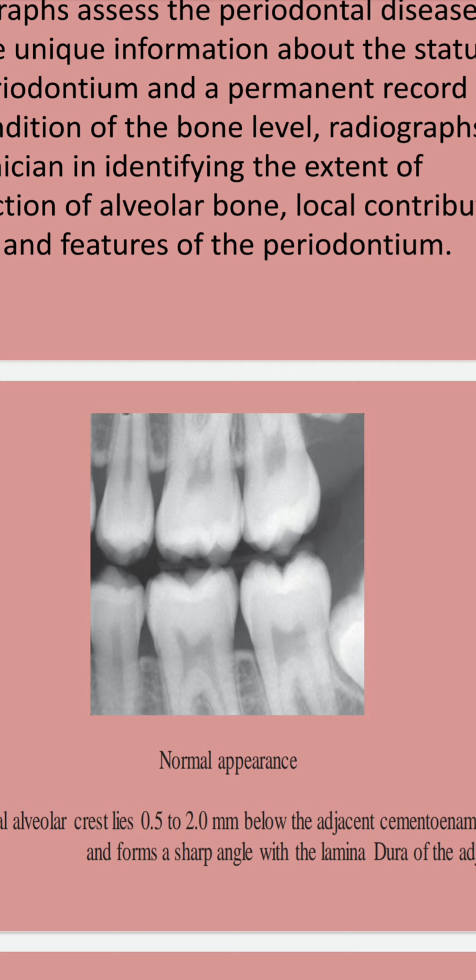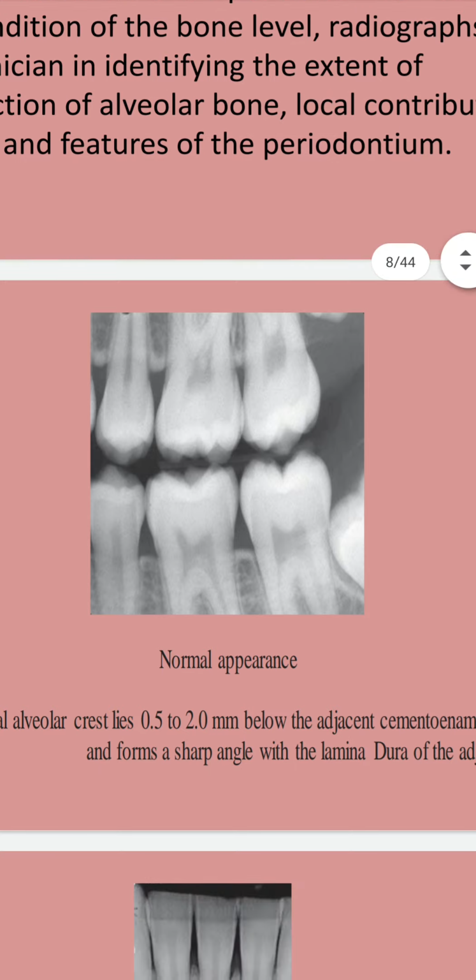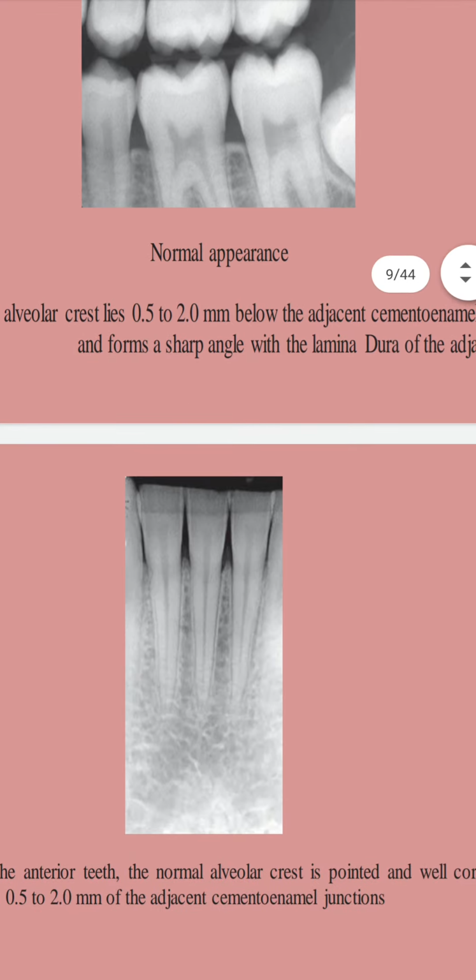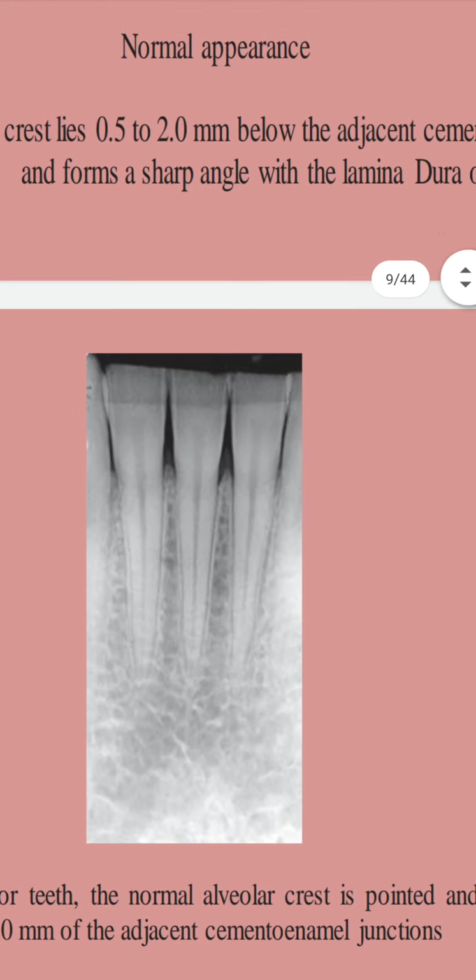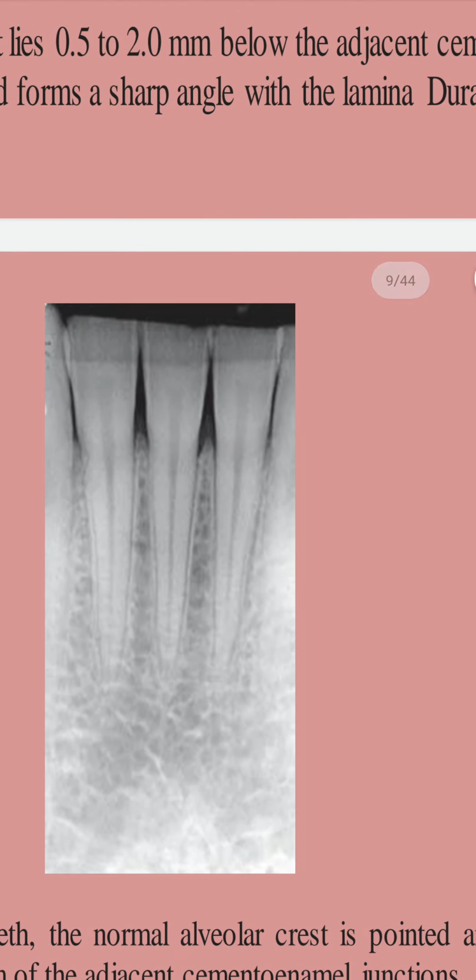alveolar bone. This is the normal appearance in the posterior teeth, while in the anterior teeth you can see the level of alveolar bone. Also, it is located about 0.5 to 2 mm below the cemento-enamel junction, depending on the age of the patient, and regular, triangular in shape, continued with lamina dura.